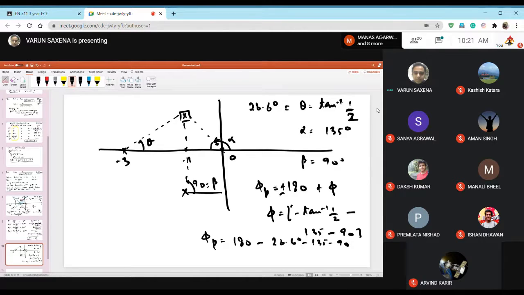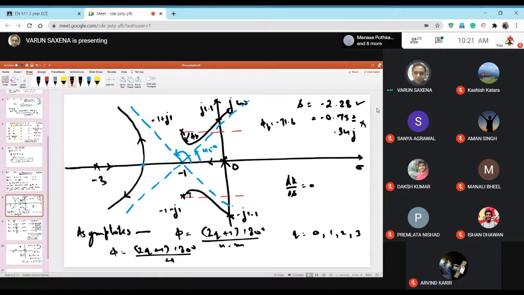So this will go like this, as I've mentioned here, and the other one will be positive, of course, and it will go like this. So this completes this root locus. And you've already evaluated what will be the value of k here, and the value of j 1.1. So this is what it is.